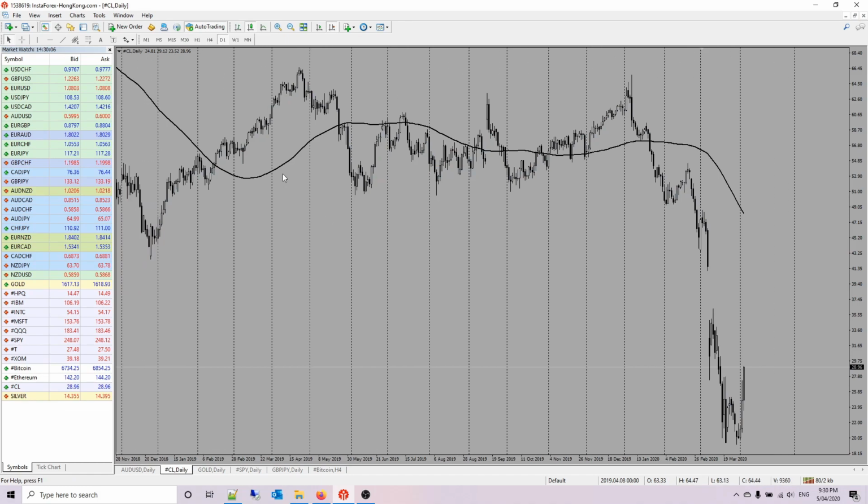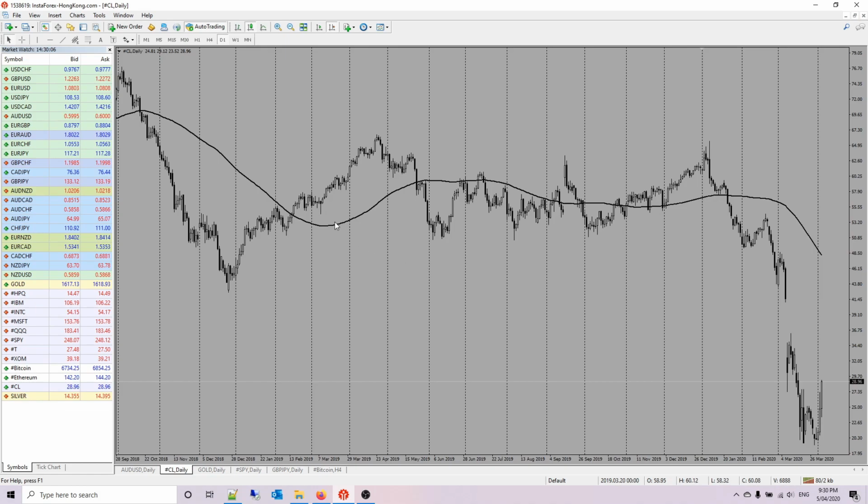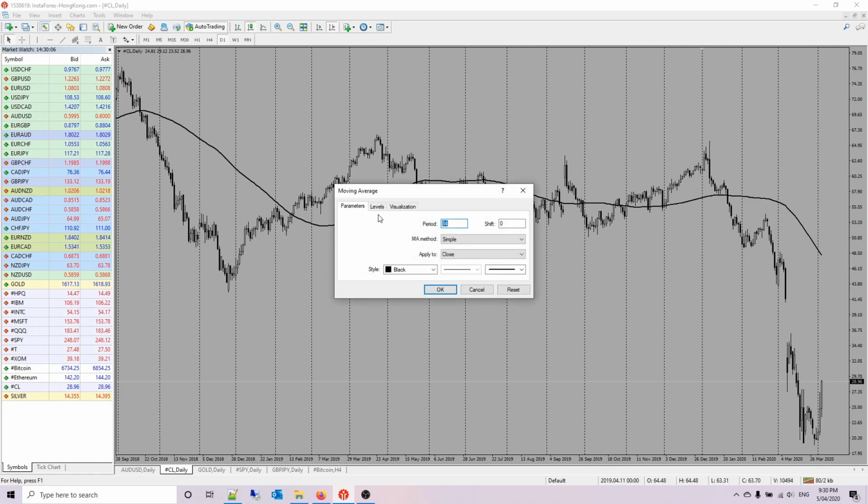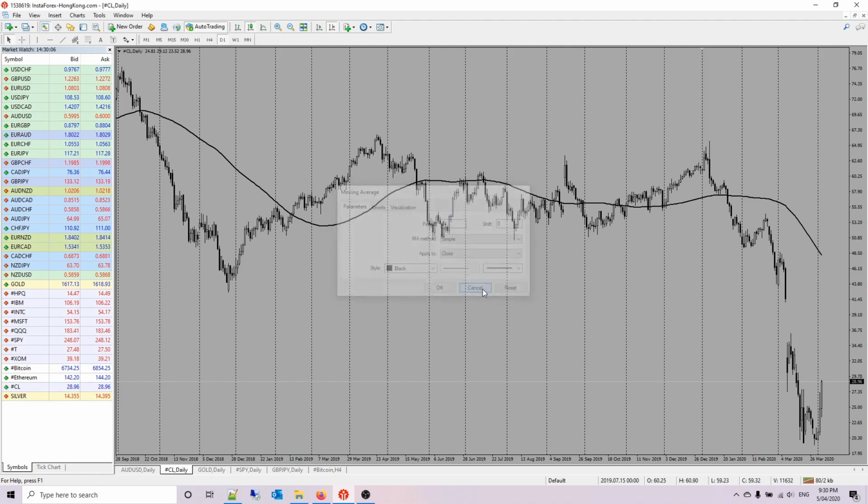Okay, so this is the moving average that I'm using. I do not want to confuse you yet with the settings for this one, but if you want to take a look, this is how it looks.